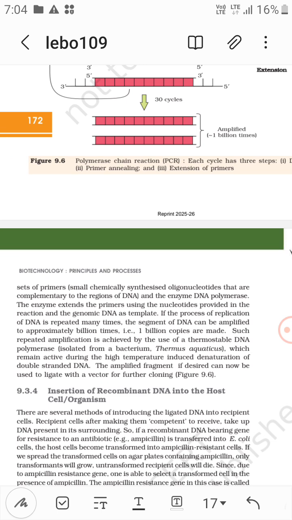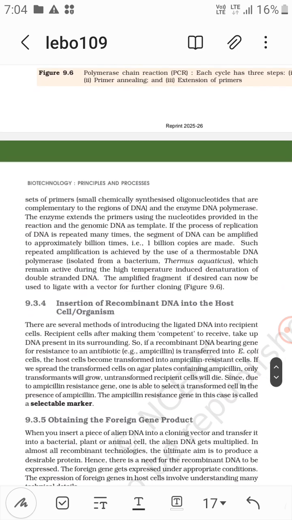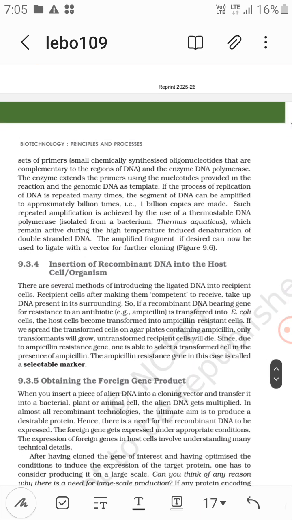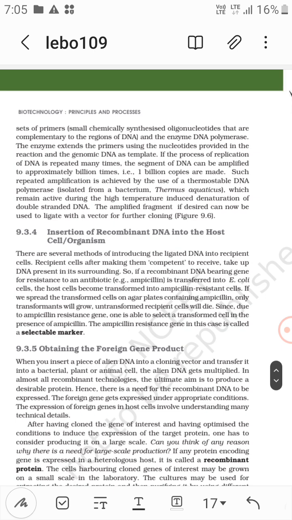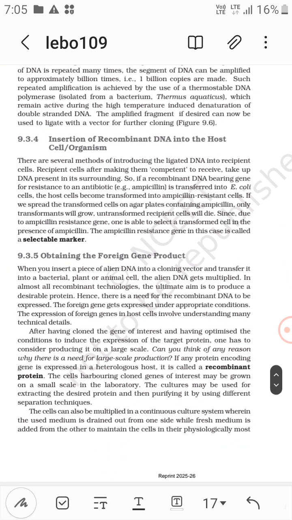Such repeated amplification is achieved by the use of thermostable DNA polymerase that is isolated from the bacterium Thermus aquaticus, which remains active during the high temperature induced denaturation of double stranded DNA. The amplified fragment, if desired, can now be used to ligate the vector for further cloning.